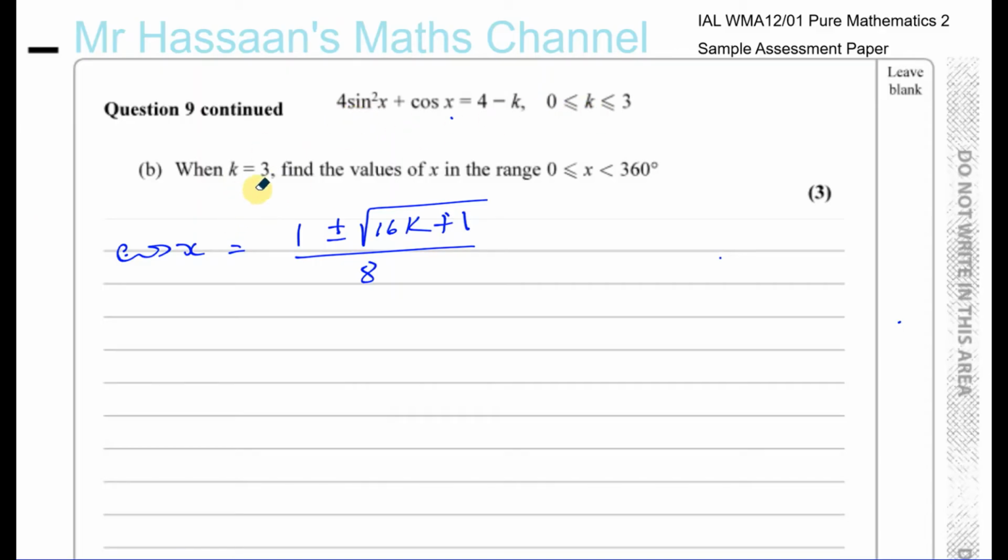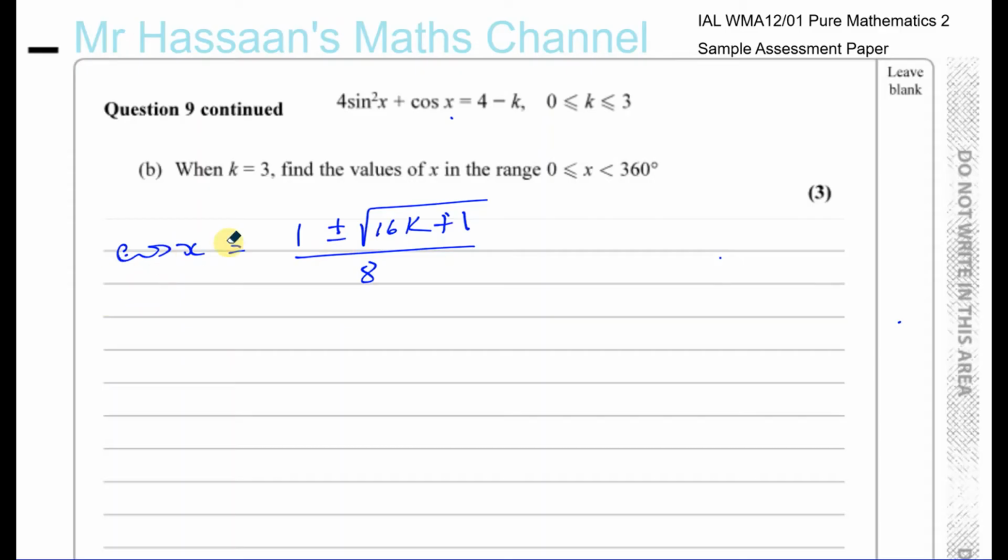What some students actually did when I set this exam for them earlier this year is put k equals 3 into the original equation and then say 4 sine squared x plus cosine x equals 1, and then they went on to solve this equation by making it quadratic, and then they found the answers, which would have got them the marks, but it's like going through this whole step again that we did before to get this.